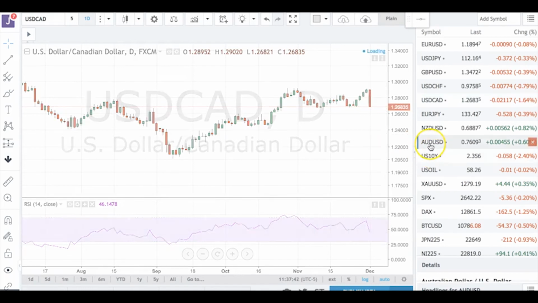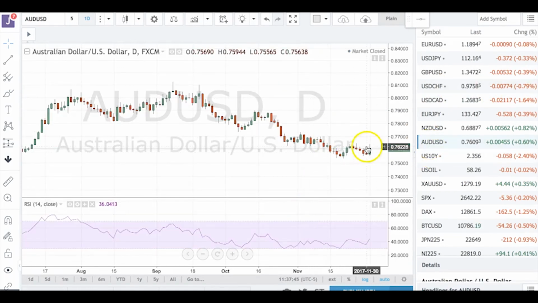Now, Aussie, on the other hand, did have a small bounce, but couldn't hold the highs, and really still looks to be at this 75.50 test zone for all intents and purposes. So it'll be fascinating to see what happens come Monday, if we're going to get any kind of a boost from the Australian data, or whether it's going to start to drift back towards the 75.50.